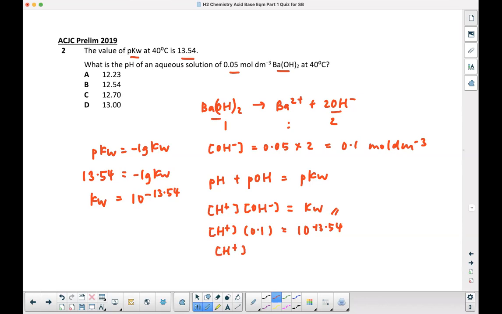[H+], let me work it out. It's supposed to be 3.162 times 10 to the power minus 13. So to get pH, minus log [H+] concentration, we're just going to plug this in. So you should get a value of 12.54. All right, so this one, the answer is B. Okay, let's look at the next question.